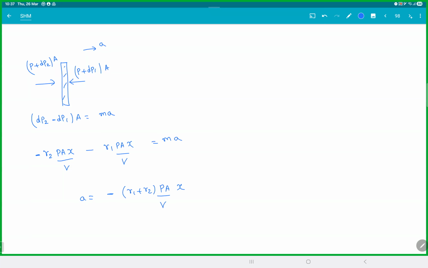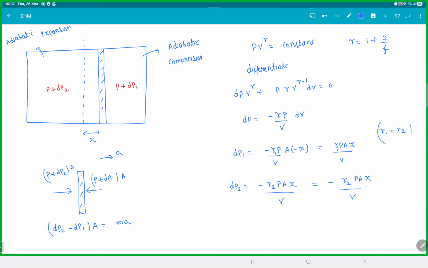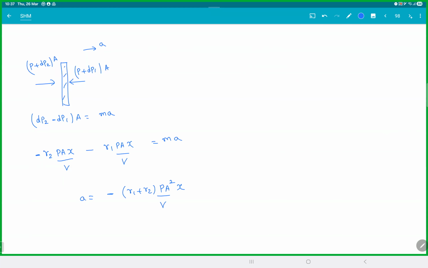Right? So there is one more A there, so A squared. Mass. Perfect, we got everything. So that's your omega squared. Therefore, the time period will be 2 pi root over mass into initial volume V0 by (gamma 1 plus gamma 2) P into A squared. That's your time period, everyone.